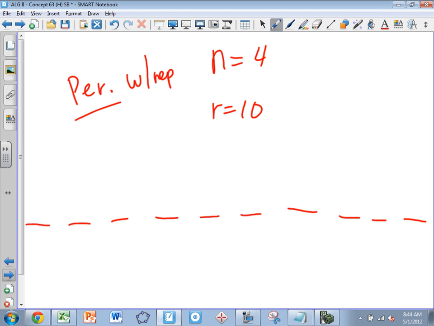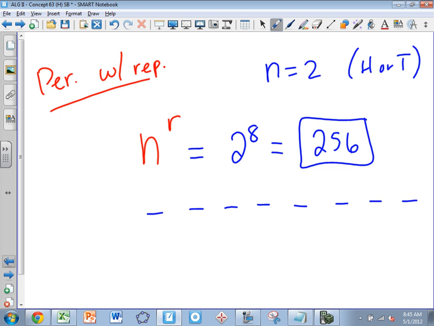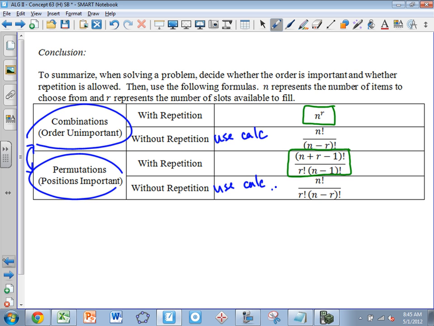So can I use my calculator? No. It's with repetition. The answer is no, I cannot. So what must I do here? It's 4. We go back to our table, and we know that this is permutations with repetition, n to the r.